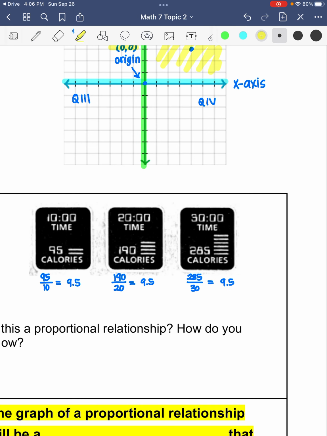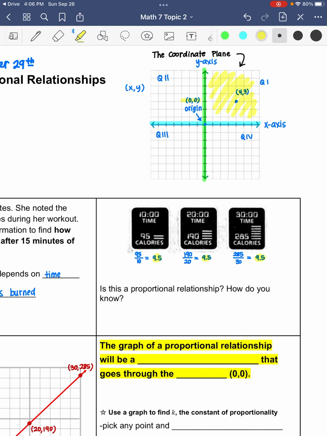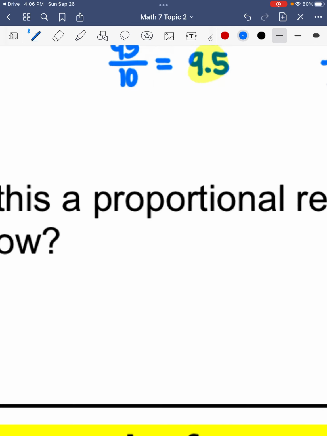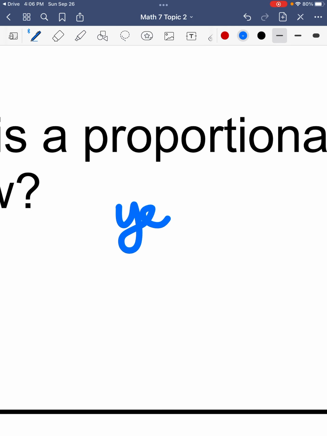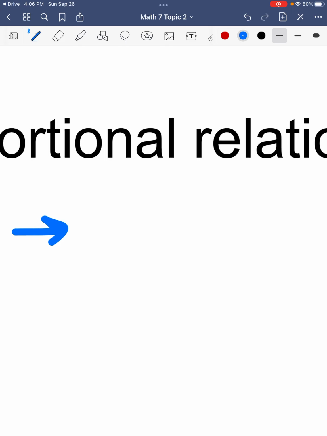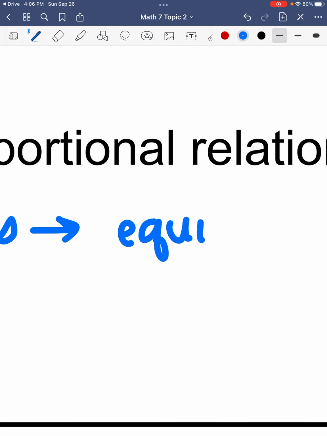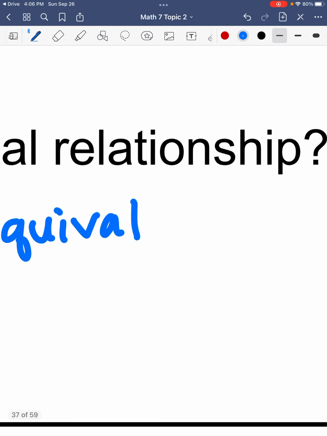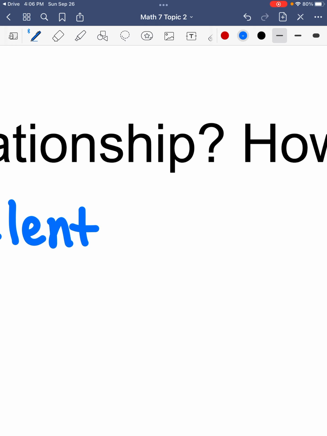So every single time here, I got the same thing. So that tells me that I have equivalent ratios. So the question is, is this a proportional relationship? How do you know? Well, yes, it is. And I know this because of equivalent ratios.